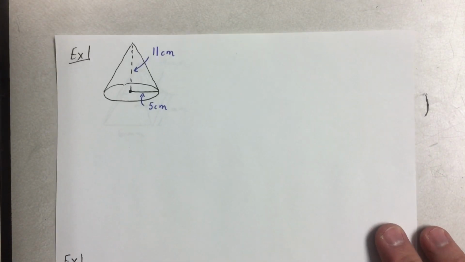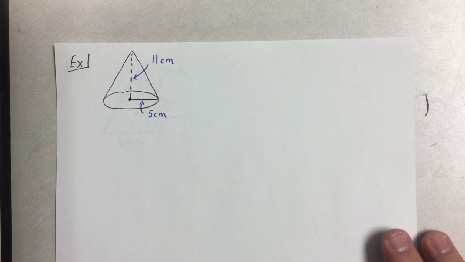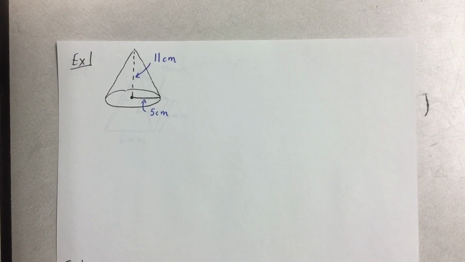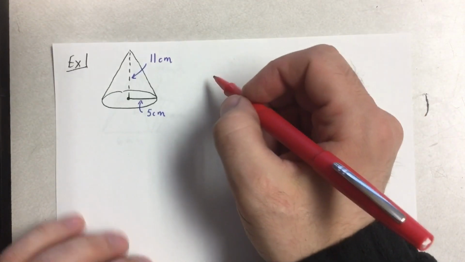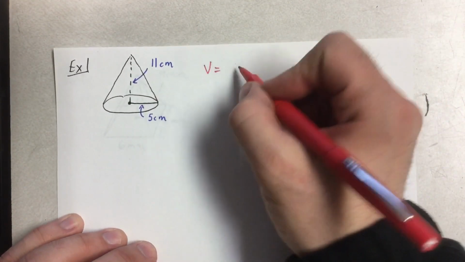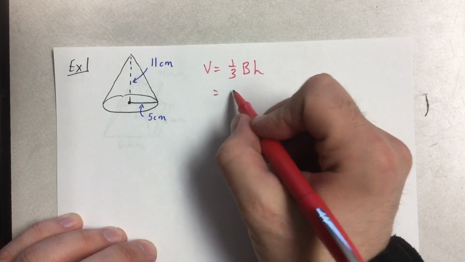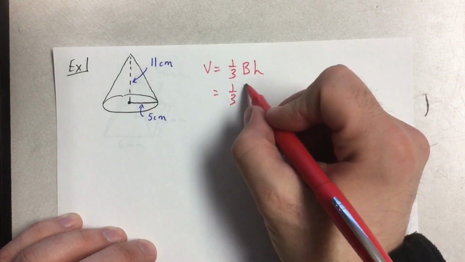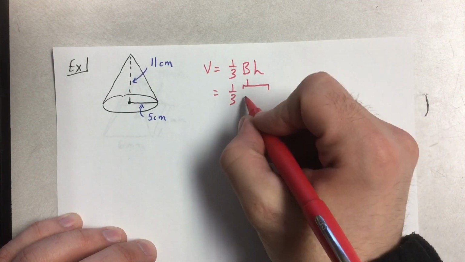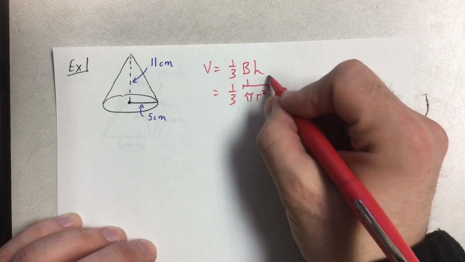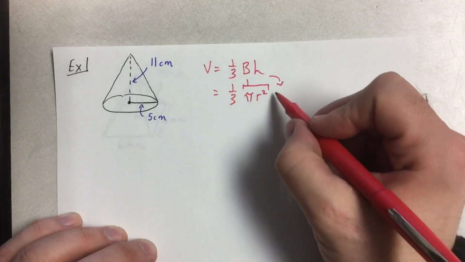Let's try another. Now, examining first, identifying really, what do we have? In this, it meets at a point, so this is going to be a pyramid, or actually a cone if you want to get technical, but we're going to use the pyramid formula. So 1/3 area of the base shape times the height. Our base shape in this cone is a circle, and the area of a circle is pi times the radius squared, and times the height.